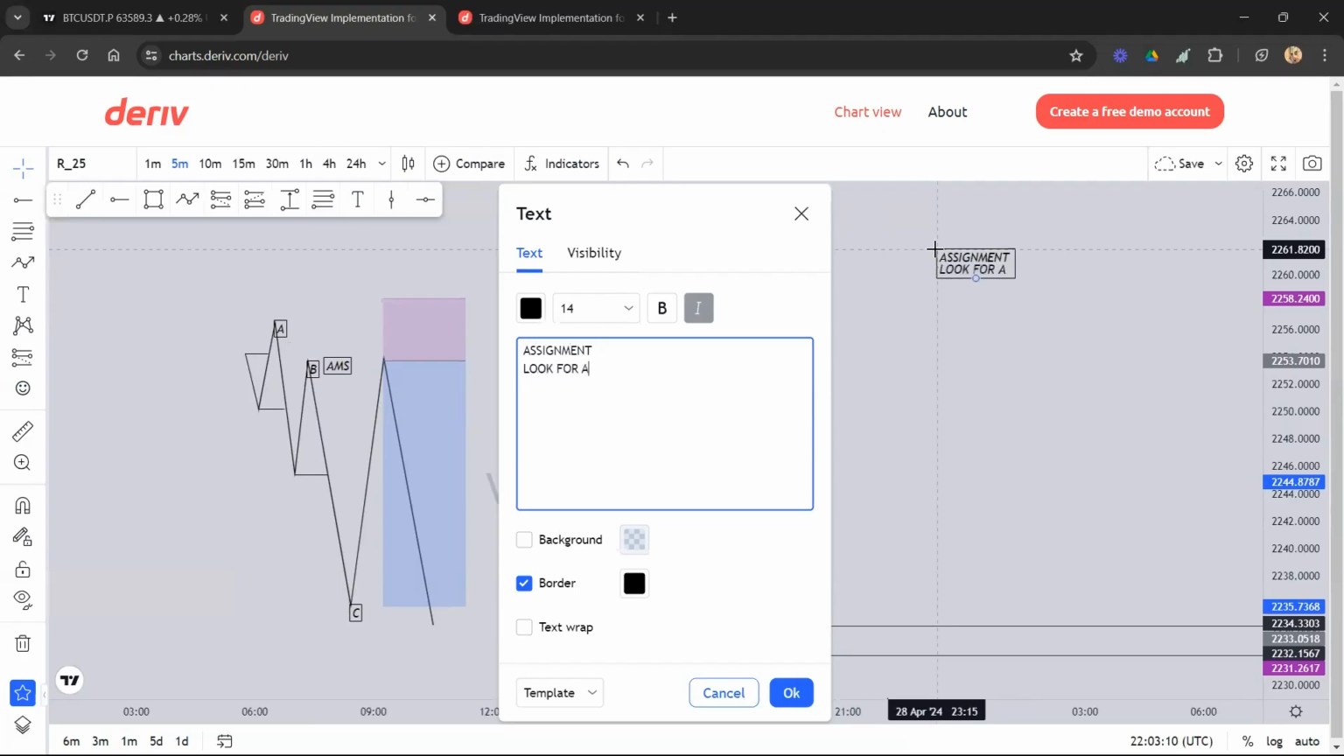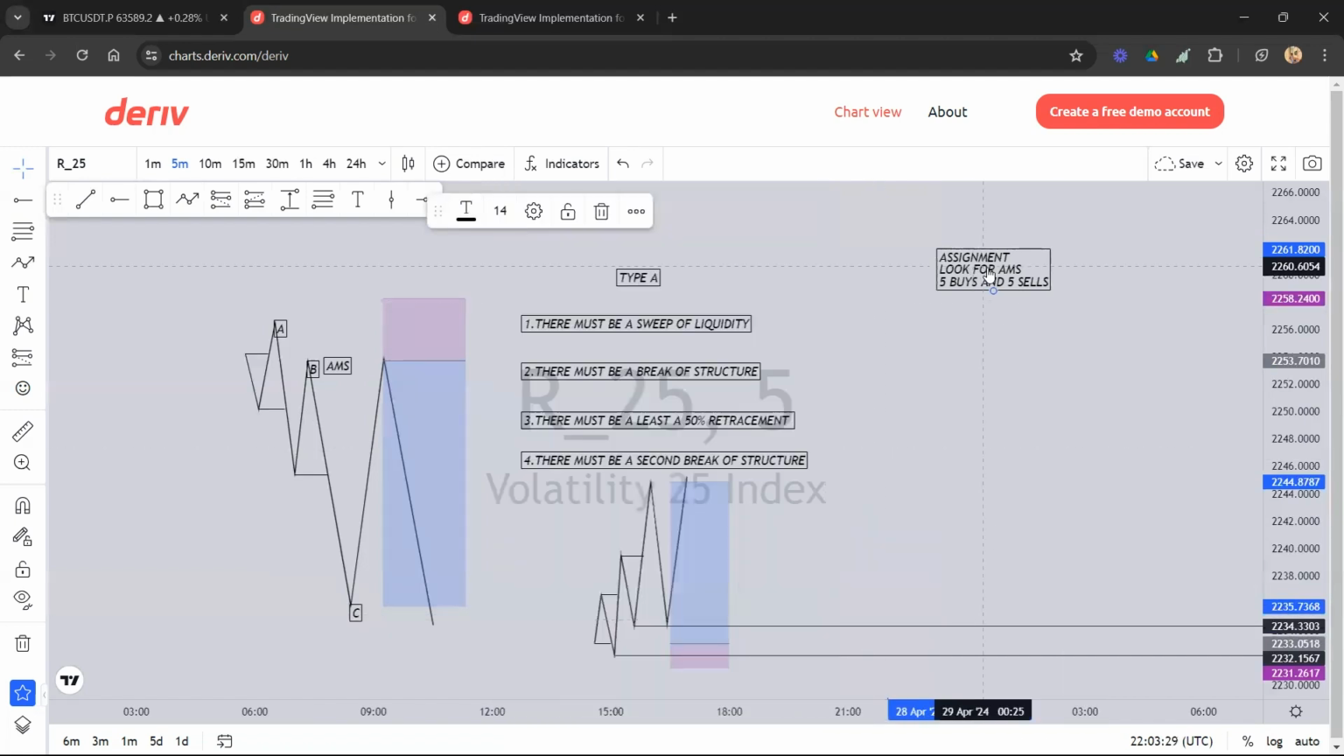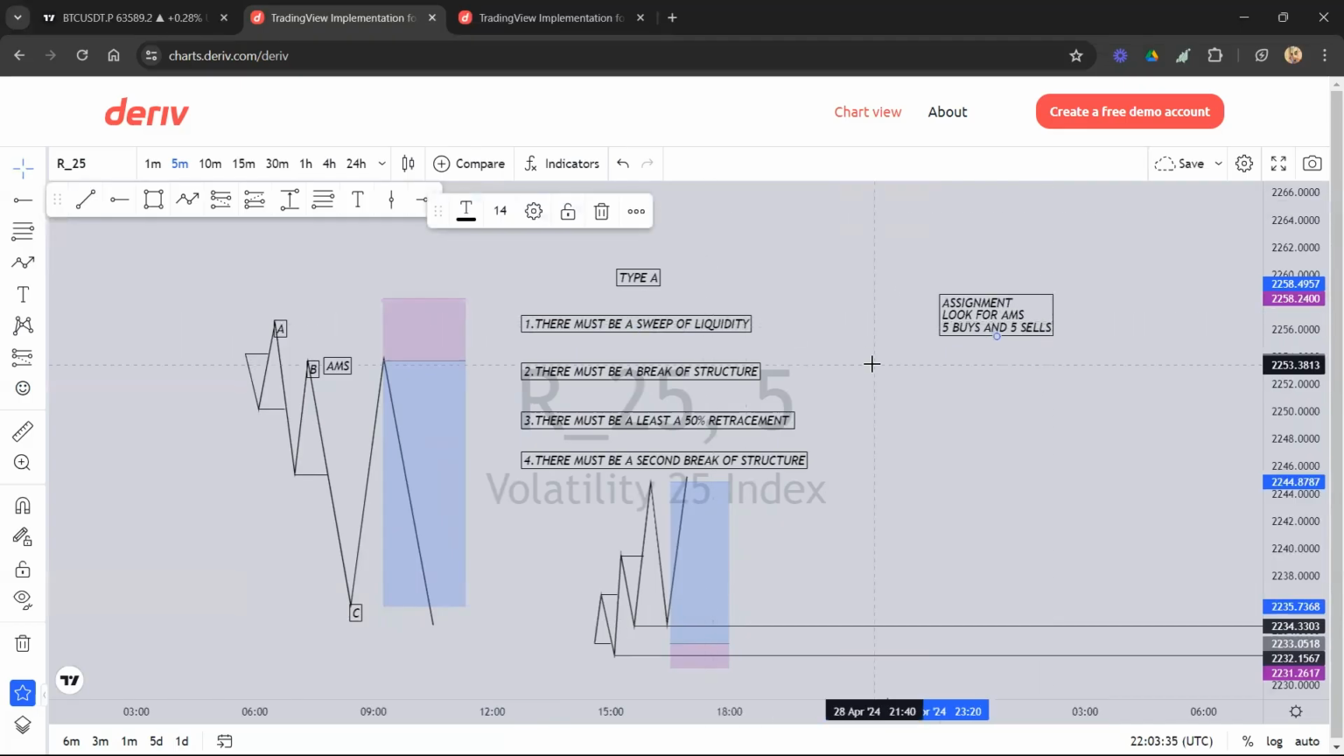Look for AMS: 5 buys and 5 sells. So altogether, I'm expecting a total of 10. So this is the assignment. 5 buys and what? 5 sells. Okay.